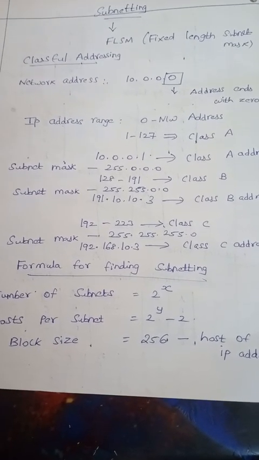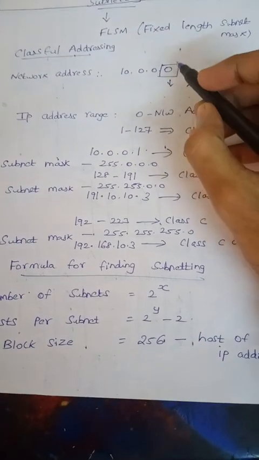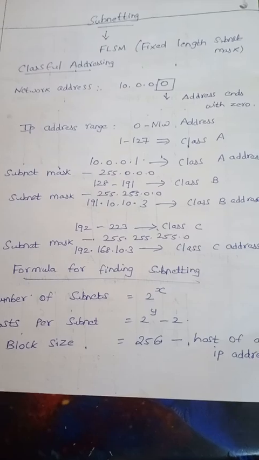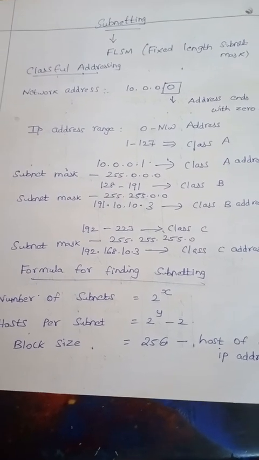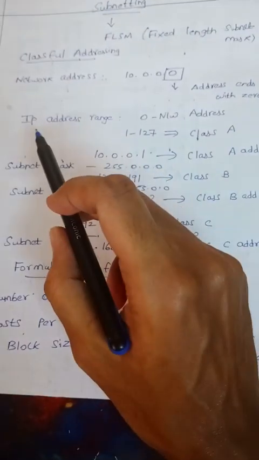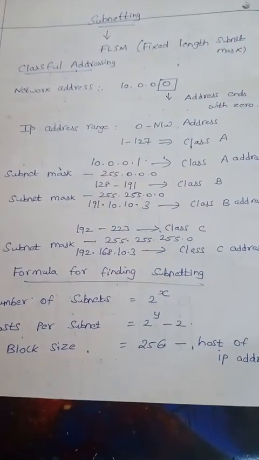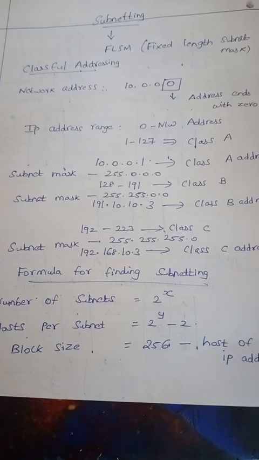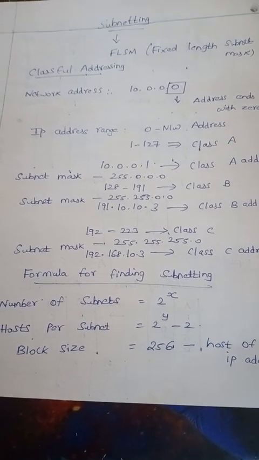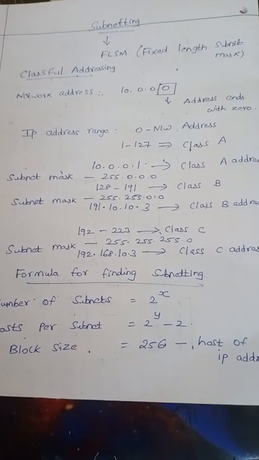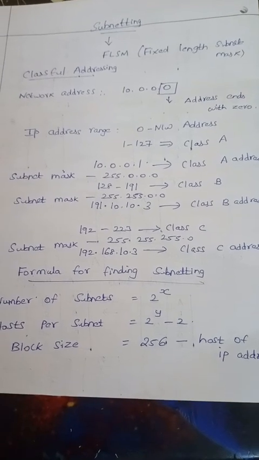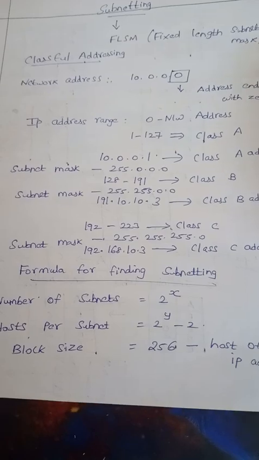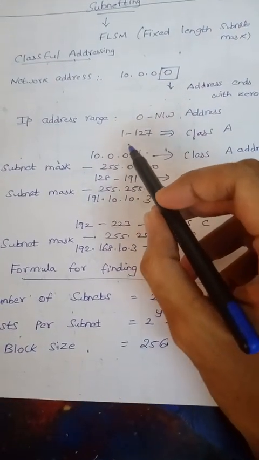A network address is the address that ends with 0; that will always be represented as a network address. Next we can move into the IP address range. There are various IP address classes: class A, class B, class C, class D and class E. In this session we will discuss only three classes: class A, class B and class C, and their ranges. First I will start with class A.